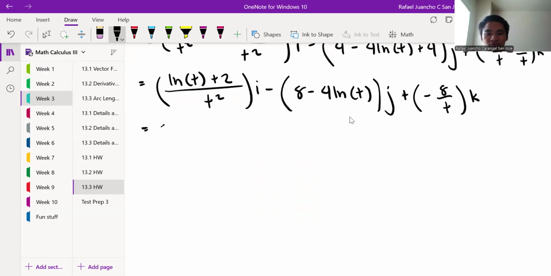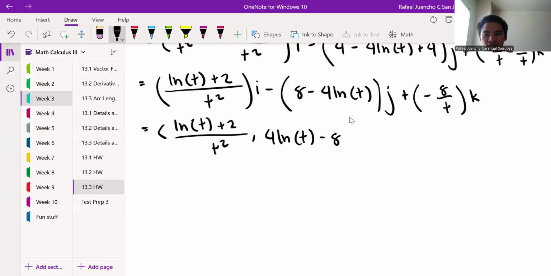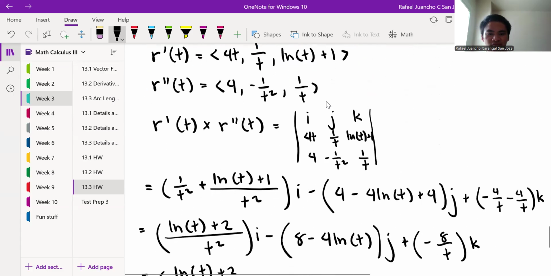And now I can just put them in vector form. So I have this thing as my x component. And then minus, and this one's a plus. So I'm going to switch the rows here. Now this is a positive, and then there's a negative. Then my other one is, well, the same thing. And that's my cross product.